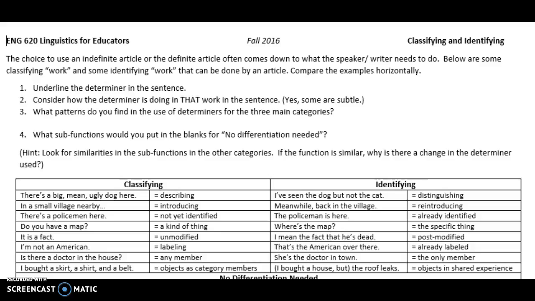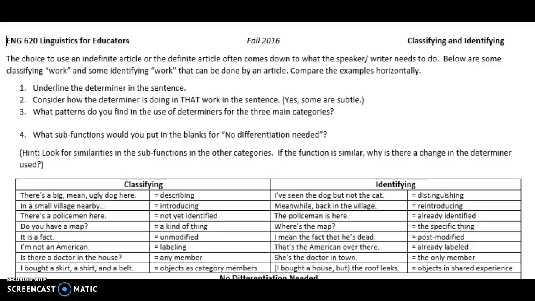When you look at these, underline the determiner in the examples and consider how the determiner is doing the work that is filled in. Some of them are subtle, and I think the way to understand this is not by reading these, though we will go over some, but by practicing it, which will be the assignment later. So let's look at some of these.